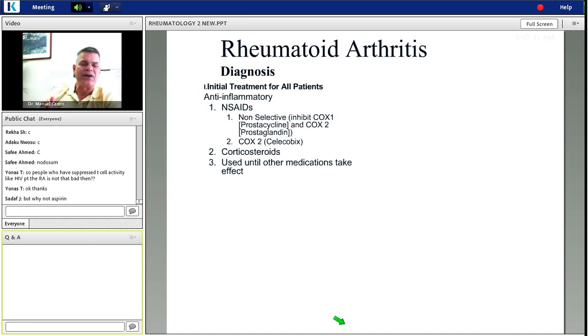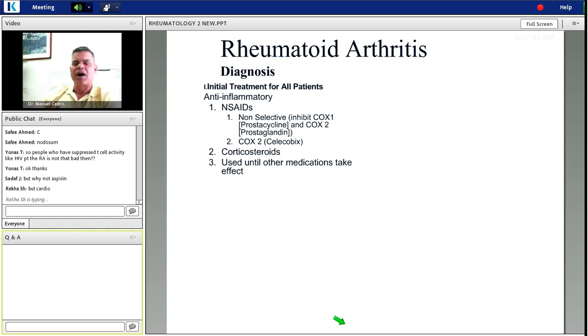It does have a little bit more issues because it tends to shift the production of prostaglandins to a thrombotic type of agent, which is called thromboxane, and causes a lot of heart and CNS problems, okay? So we want to stay away from Celecoxib. There's a few others that were removed from the market as well. So corticosteroid, also an anti-inflammatory, is very good to use while the patient is waiting for their disease-modifying agents to take place, right? You're going to use this until other medications take effect.